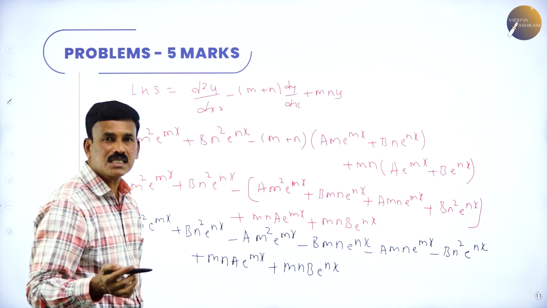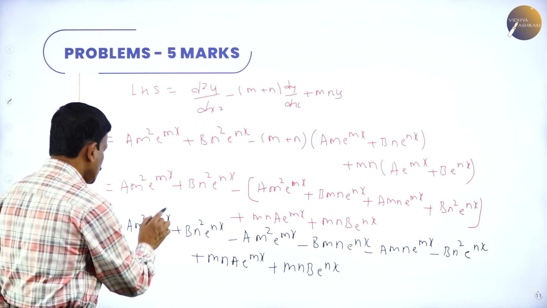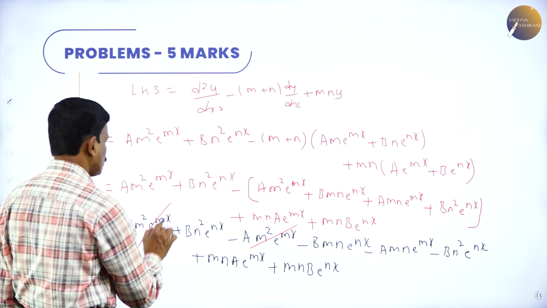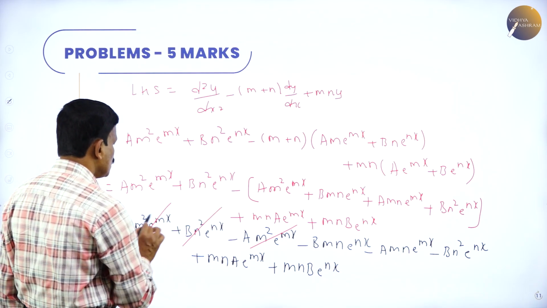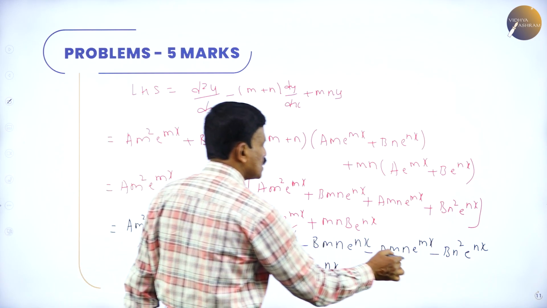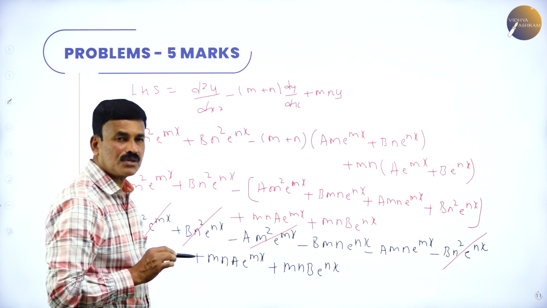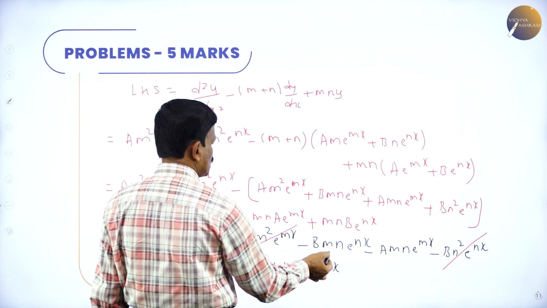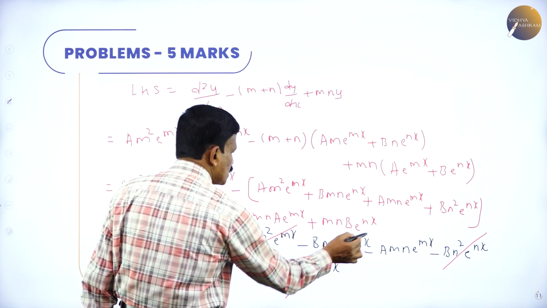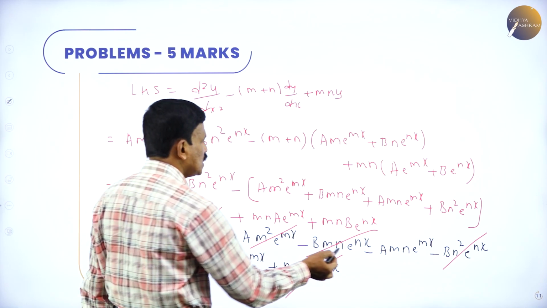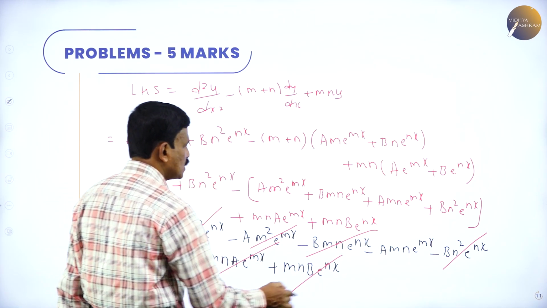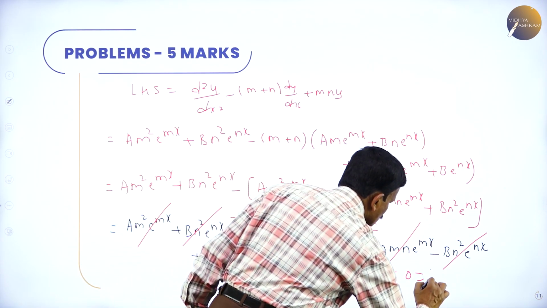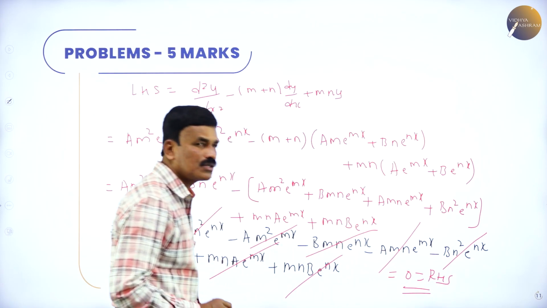Now cancel the terms which get cancelled. First, a m square e raised to mx plus a m square e raised to mx minus gets cancelled. Again b n square plus b n square, again minus b n square e to the power of nx gets cancelled. Now bmn minus bmn e raised to nx plus bmn e raised to nx gets cancelled. And last, amn e raised to mx plus amn e raised to mx minus gets cancelled. Everything gets cancelled. So this is equal to 0, which is the RHS, the required answer.